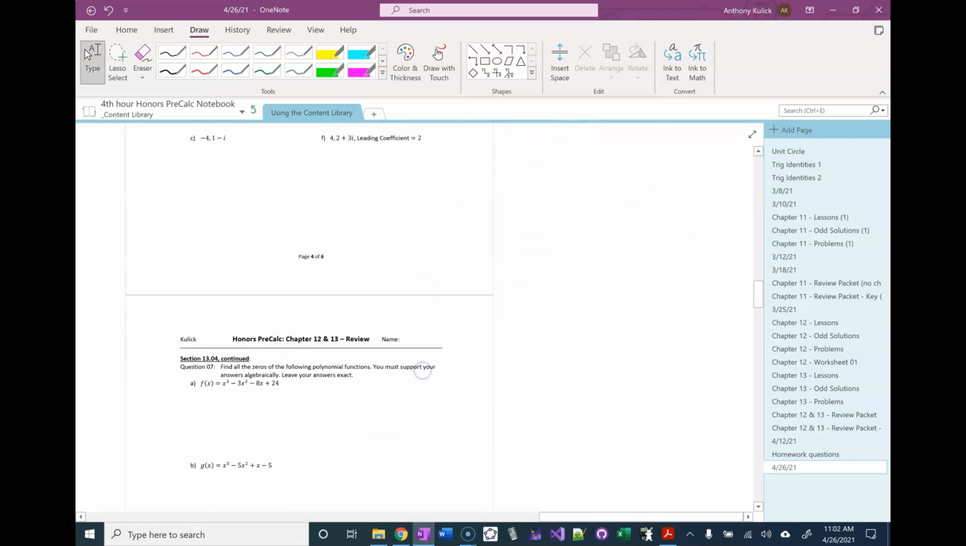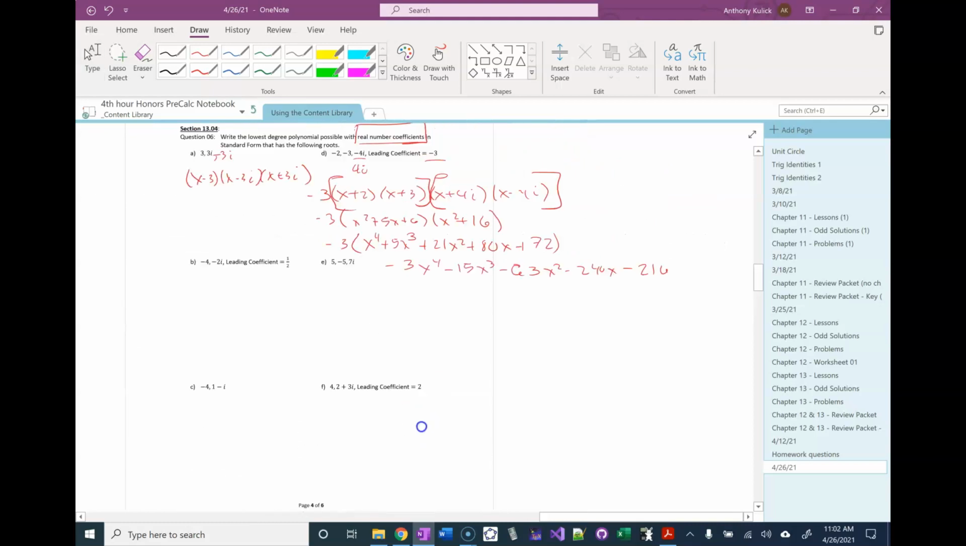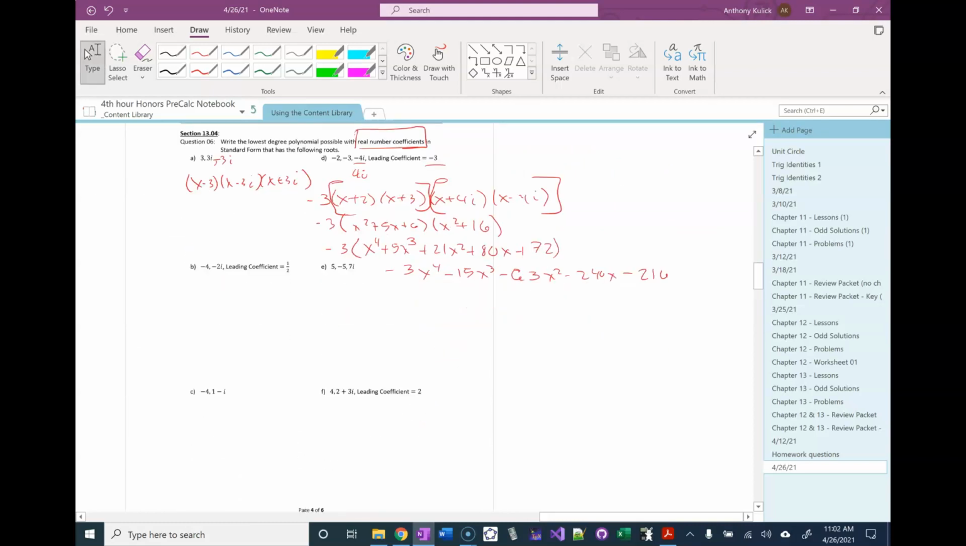Yeah, I didn't look at the review yet, so I didn't know that those were problems. I didn't know how to do that. So the same thing would happen if you had the square root of 3, that you'd also need negative square root of 3.